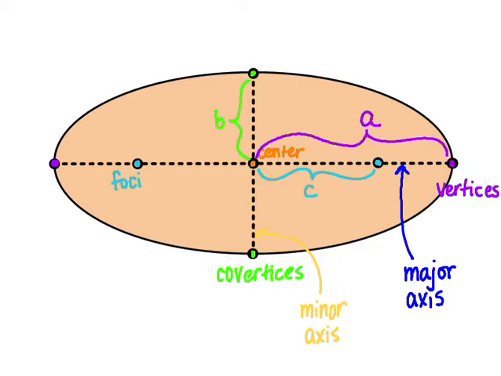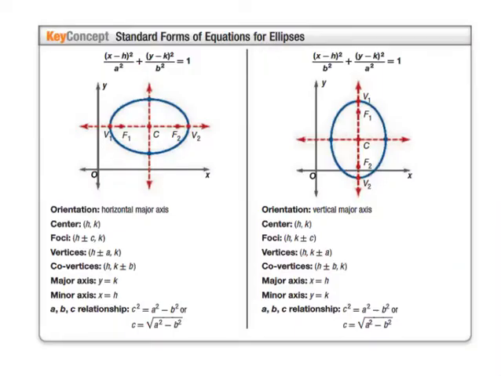Now we're going to look at the different equations. There are 2 different equations, and they aren't that difficult to distinguish between. Basically, what you need to understand is A is always the largest number. So let's look at this. In this first one, what variable is A paired with? It's paired with the x, located under the x. So notice how the ellipse opens horizontally.